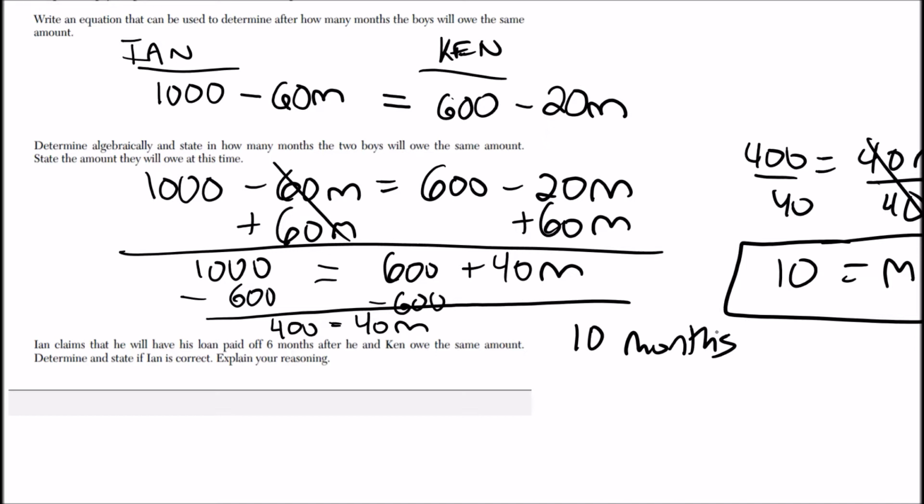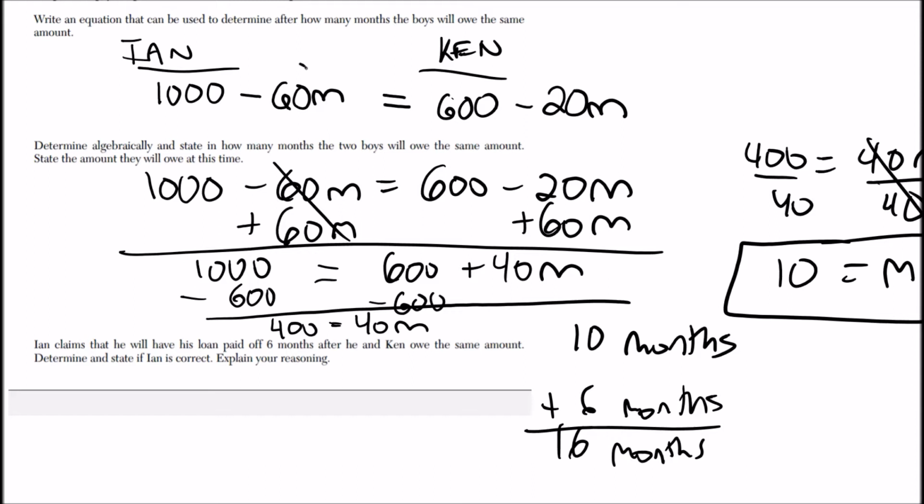Finally here, it says that Ian claims that he will have his loans paid off 6 months after he and Ken owe the same amount. Determine and state if Ian is correct and explain your reasoning. Okay, well it says 6 months after him and Ken owe the same amount. So if it was 10 months when they owe the same amount, an additional 6 months, so plus 6 months, would be 16 months. So Ian says he'll have the amount paid off in 16 months.